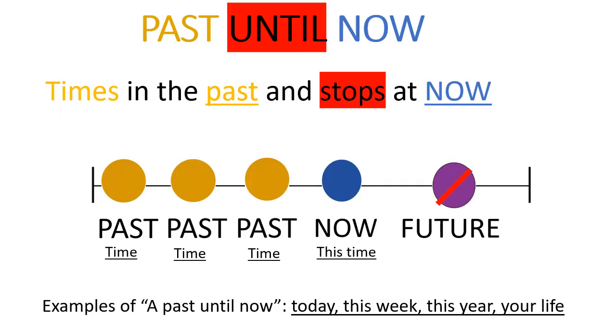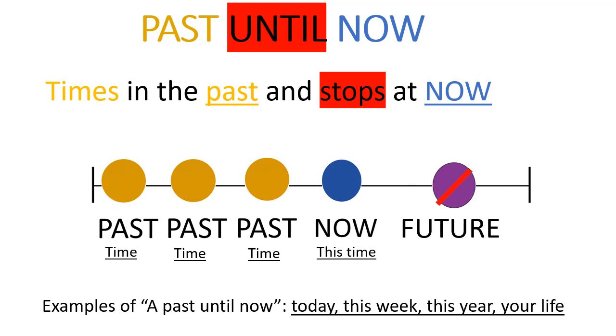So what do we mean by the past until now? We're talking about more than one time in the past, so different times before now, and stopping at now. Okay, so if somebody is asking you a question about the past until now, this is the time that they are talking about.